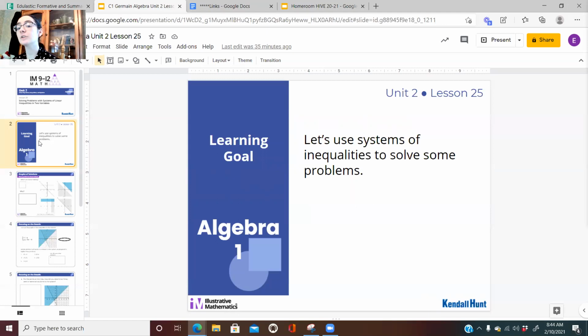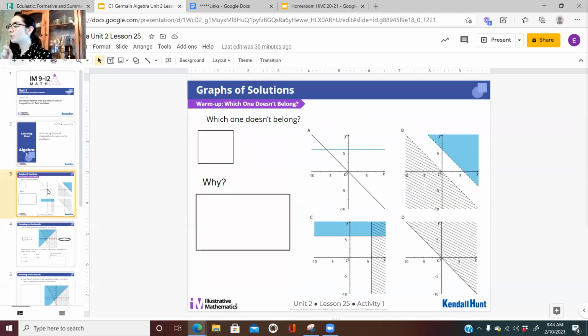We're going to be looking at some systems of inequalities and pulling out some information from those graphs. So let's take a look at slide number 3. I'm going to give you 2 minutes to decide which one of these does not belong and why. I want every single person in the chat; that's going to be the proof that you are back and getting ready with us. Take 2 minutes to decide which one of these graphs does not belong and tell me why. Okay, go ahead, starting now.